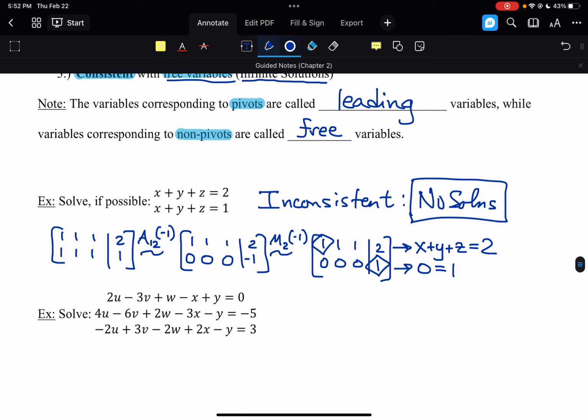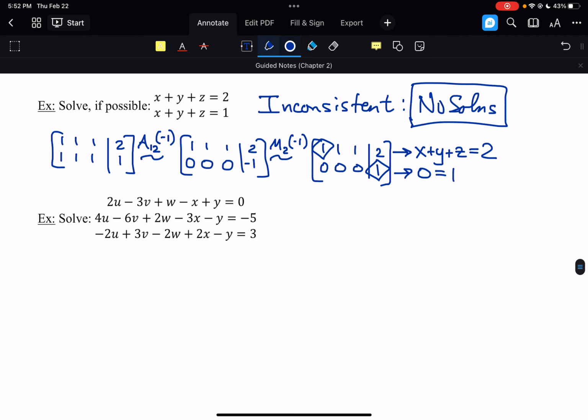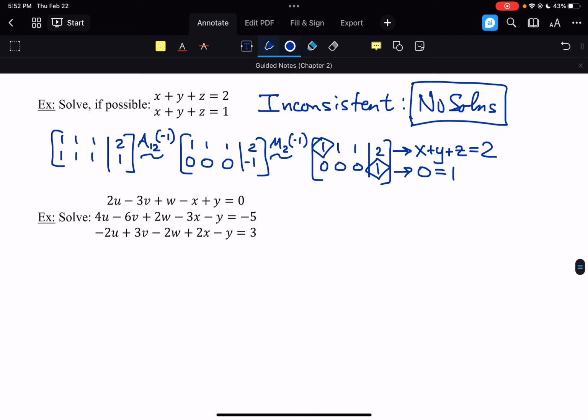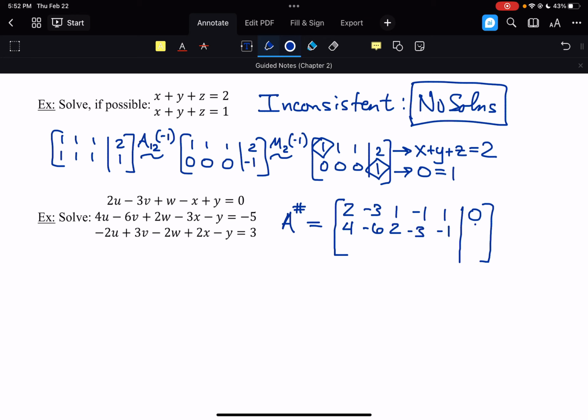So let's take a look at one that's a little more involved here. So we've got this system of three equations in five variables. So to start off, let's create the augmented matrix. So we're going to take all the coefficients and put them into the components of the matrix. So that's 2, negative 3, 1, negative 1, 1, augmented with 0, 4, negative 6, 2, negative 3, negative 1, negative 5, and negative 2, 3, negative 2, 2, negative 1, and 3.